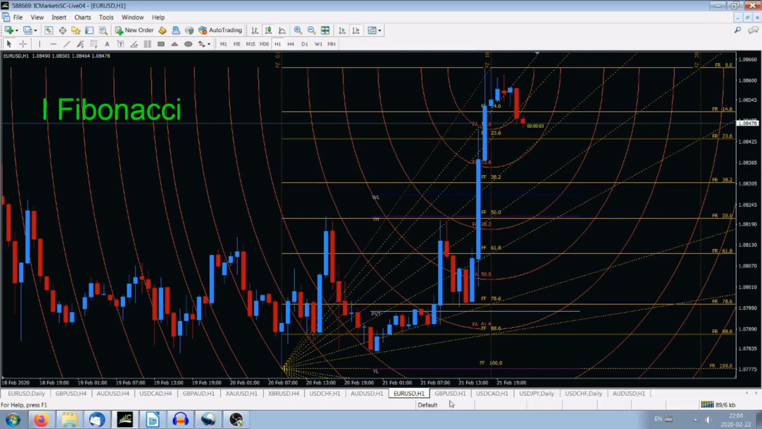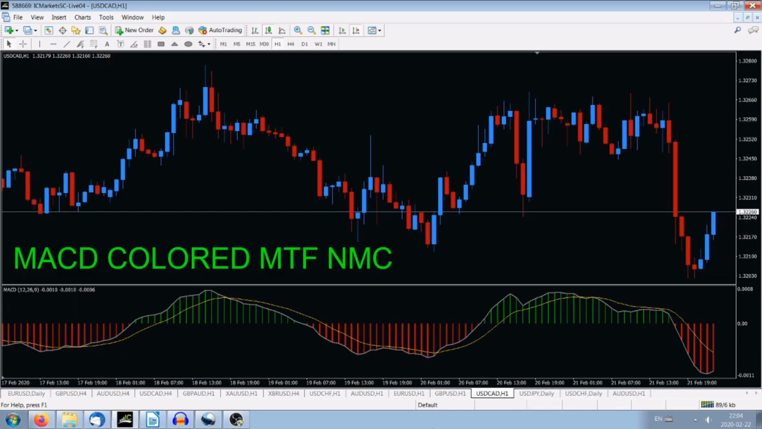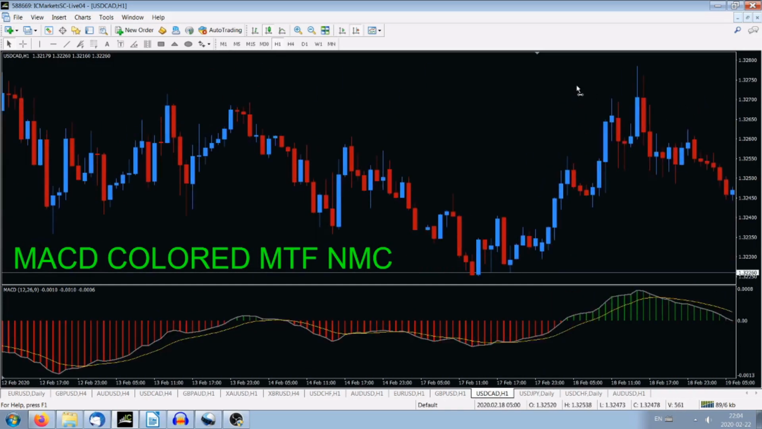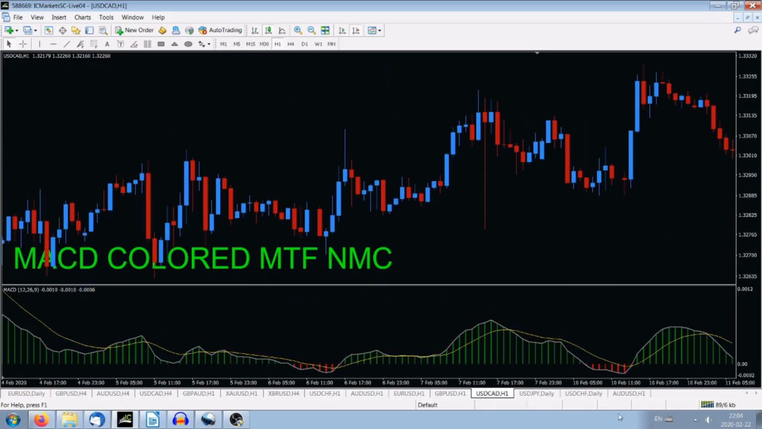The next one I've got today for you guys is Euro Strength. Euro Strength is a very simple indicator. It shows whenever the market grows or falls. Nothing complicated. Next one, MACD colored MTF NMC, whatever it means. Nice one. Works nice. Guys, I would recommend this one. This MACD is slightly modified. It looks different, but look, it's okay.